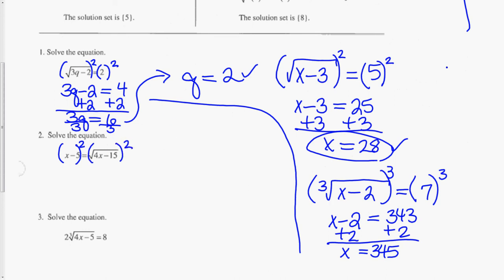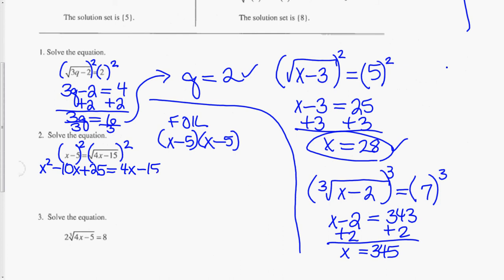Now, if you need to come over here and as scratch work, do x minus 5 times x minus 5 and FOIL it, then come over here and pause the video and go over there and do the scratch work. I'm going to go ahead and write it as x squared minus 10x plus 25, because I know that's what I would get if I FOILed it, and then equals 4x minus 15.